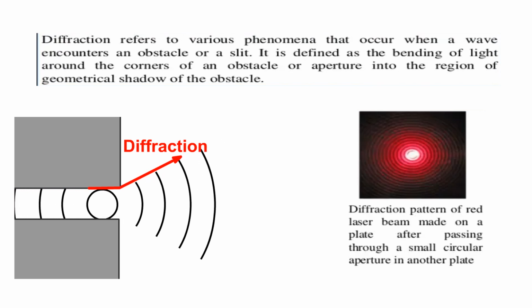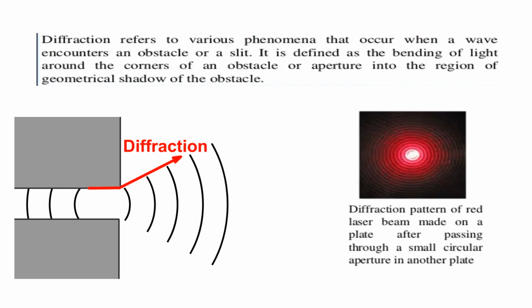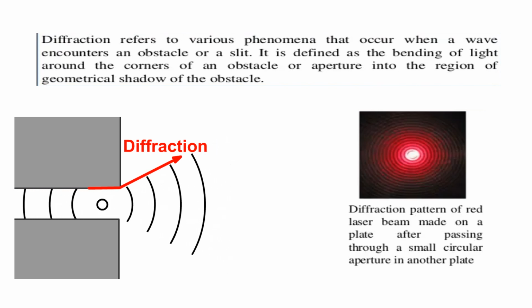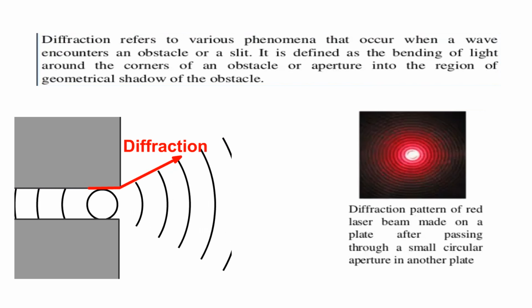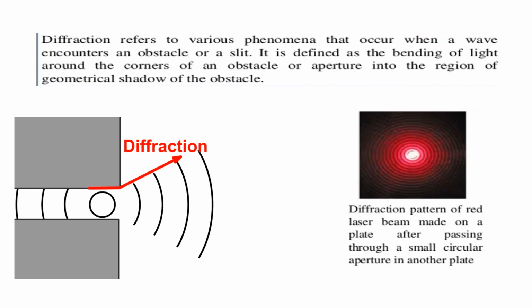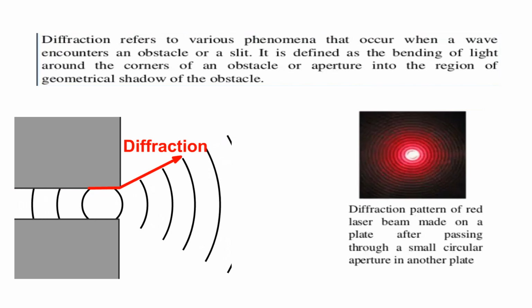The diffraction pattern of a red laser beam, when it is made to fall on a plate after passing through a small circular aperture in another plate, is viewed in this diagram as circular red fringes. The best example of diffraction is the spreading of colors in a rainbow.